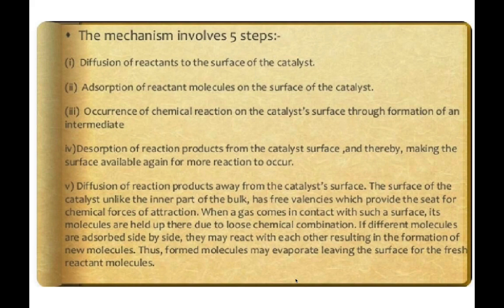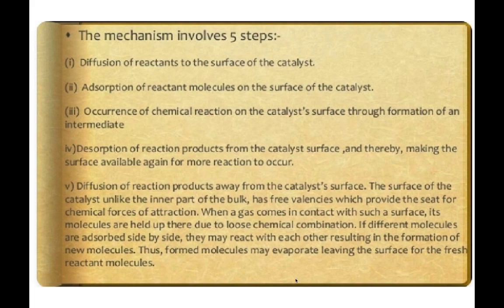And the modern adsorption theory is a combination of the intermediate compound formation theory and the old adsorption theory, and the catalytic activity is mainly localized on the surface of the catalyst. So we can see that the mechanism has 5 important steps. We are going to briefly go through the important steps. The first step is diffusion of reactants to the catalyst surface. So the reactants are diffused to the surface of the catalyst, first step.